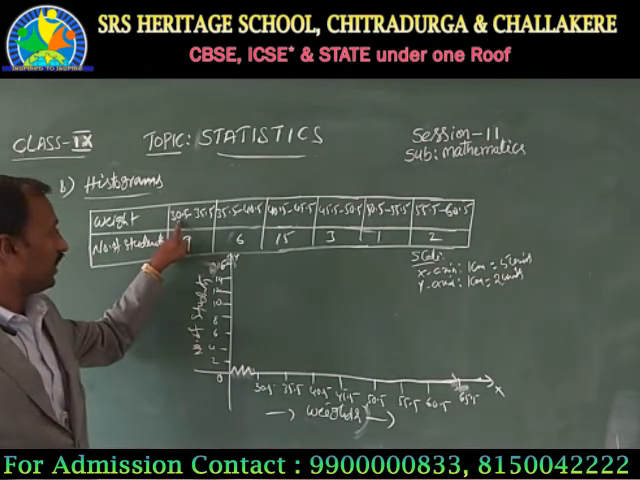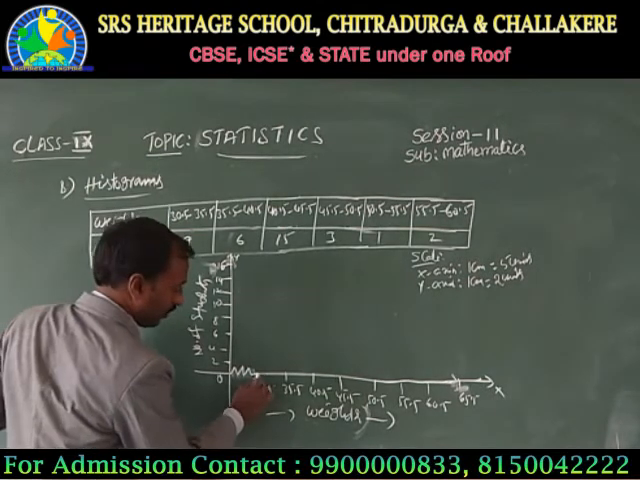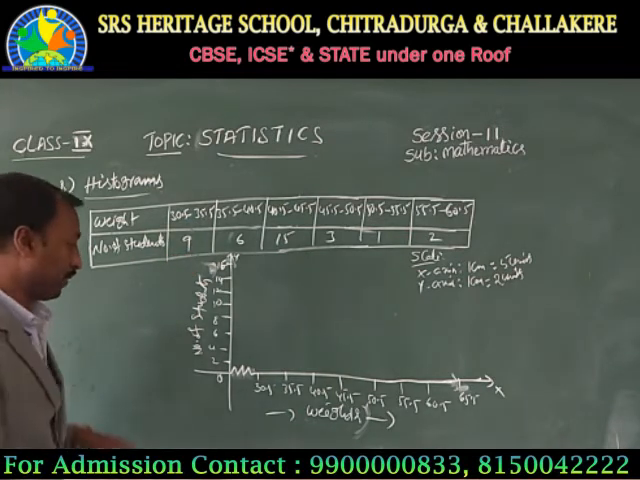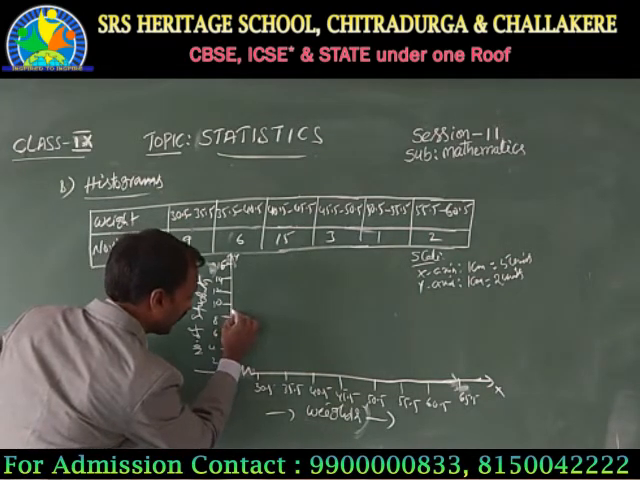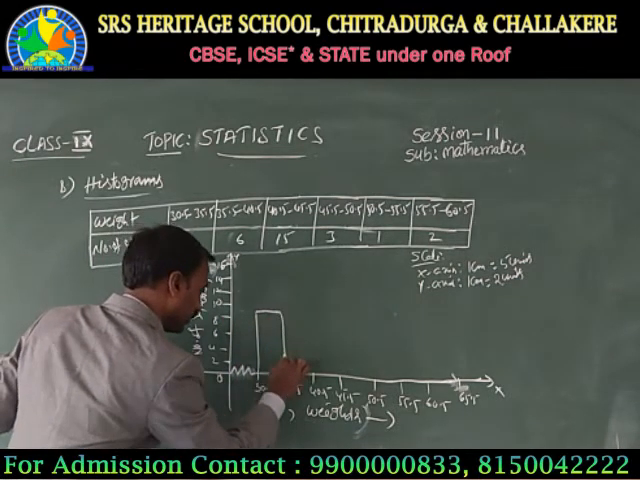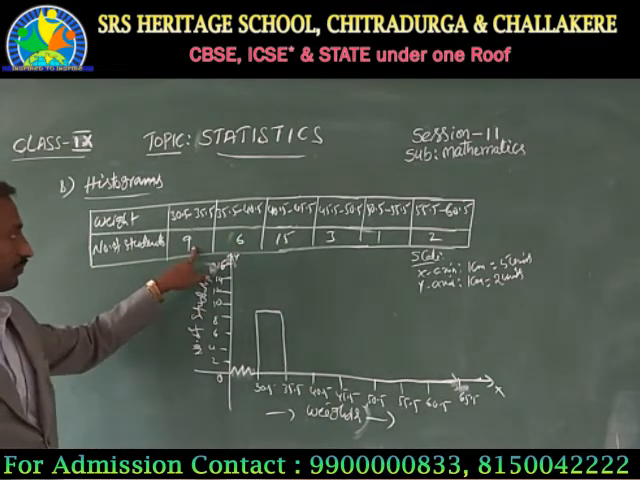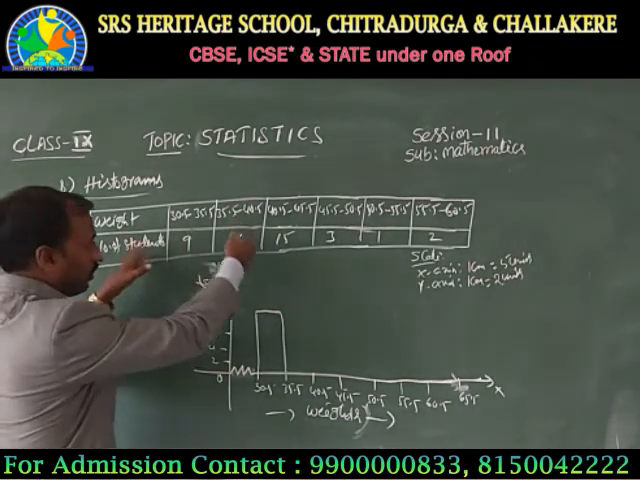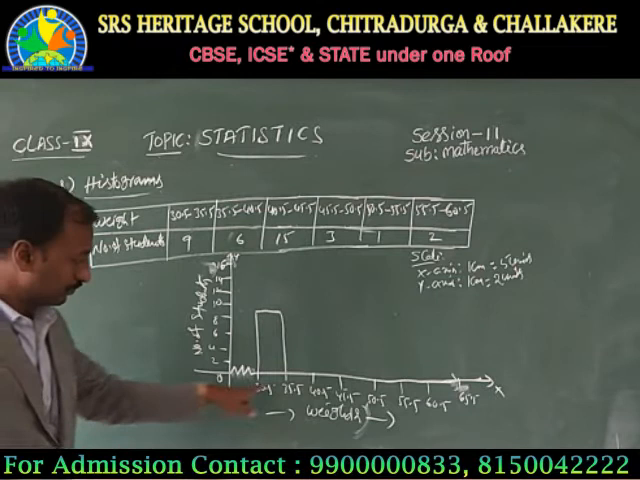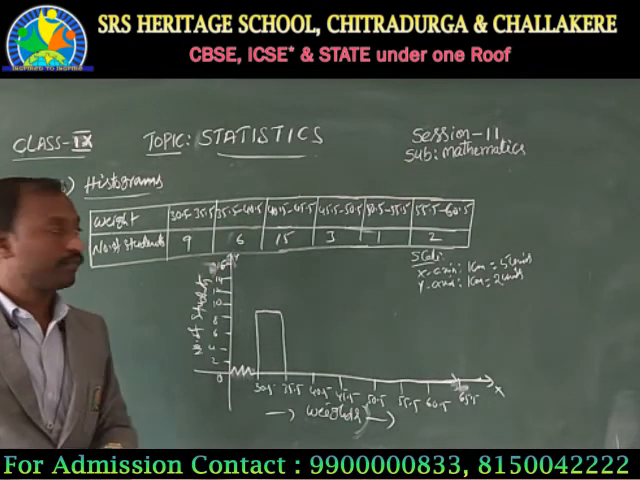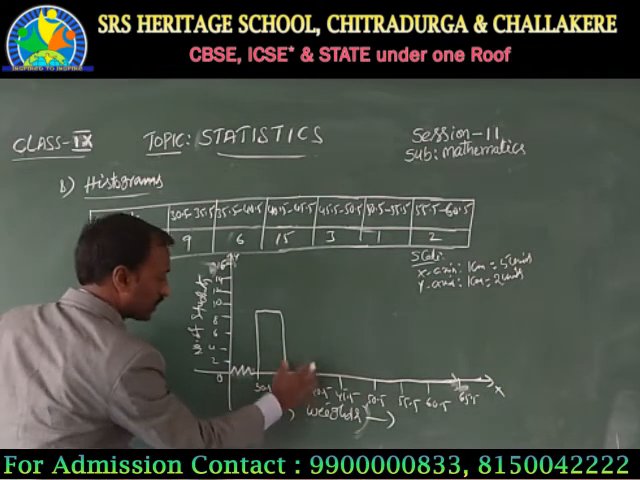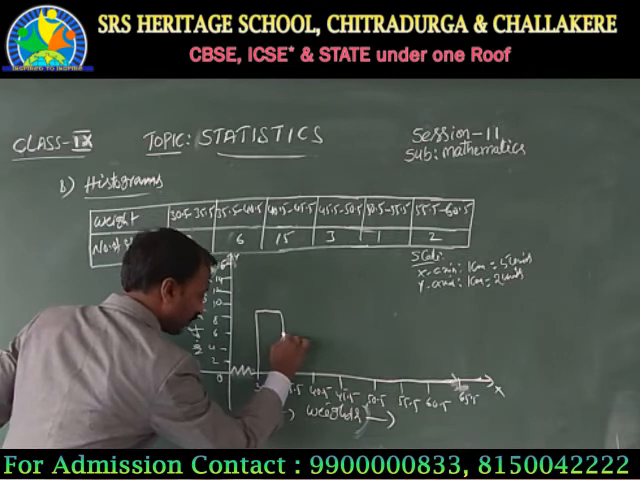Now see, 30.5 to 35.5. This is the width of the bar. The height is 9, between 8 and 10, somewhere here. So the graph becomes like this, the first part. In the exam you have to make the table vertically and continue the graph. Then 35.5 to 40.5 is 6, so this width has height 6, approximately here.